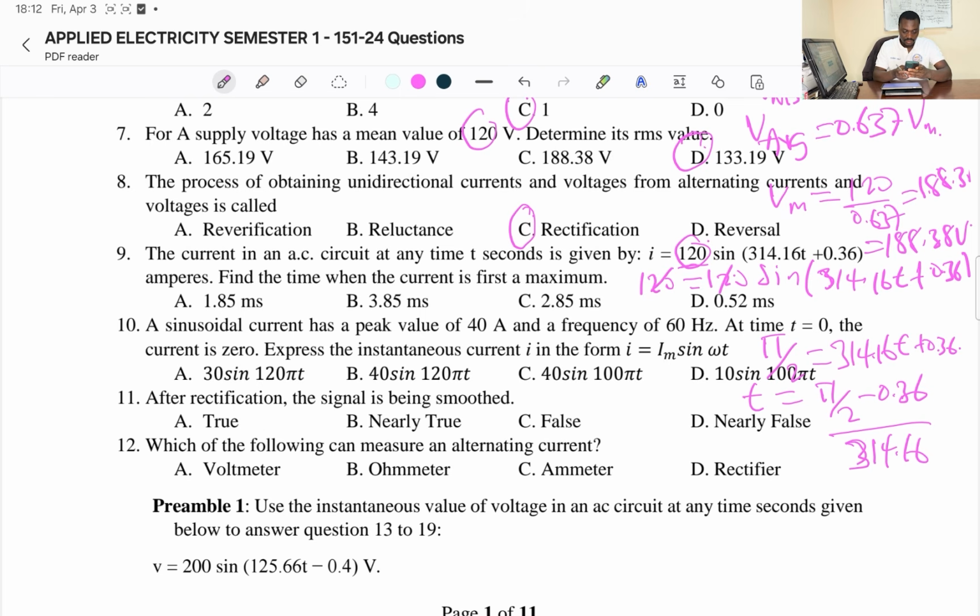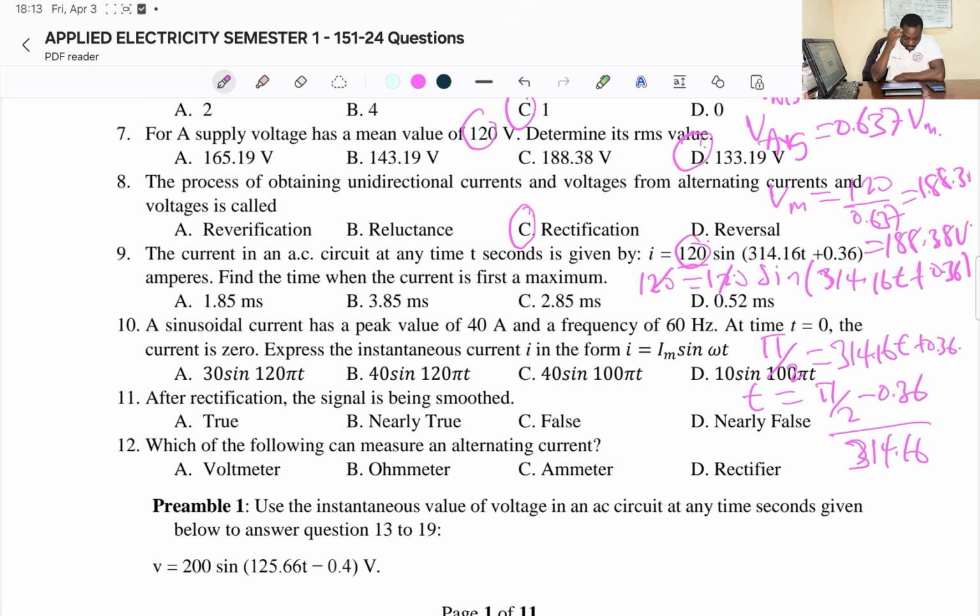Okay, let's have this pi. Then minus 0.36. So we get this, right? Then let me put brackets here. Brackets here. Then the whole of this divided by 314.16. So that will give us 0.3, right?